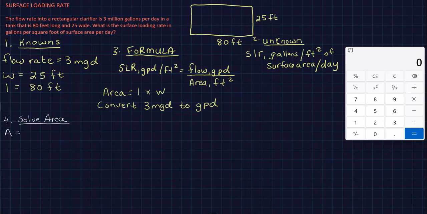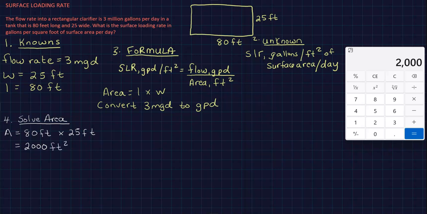Area equals length, which we know is 80 feet, times width, which we know is 25 feet. Use your handy dandy calculator. 80 times 25 equals 2,000. 2,000 what? Well, when you multiply feet times feet, you get feet squared, which is the proper unit for area.